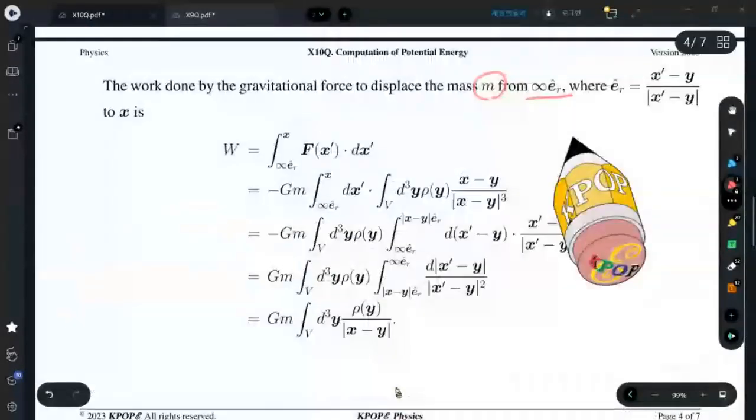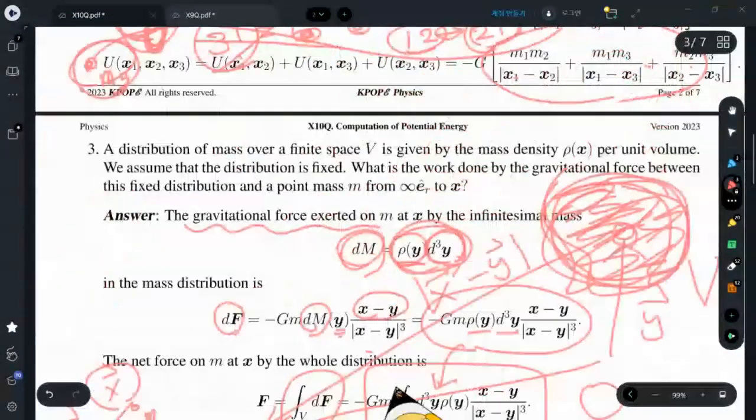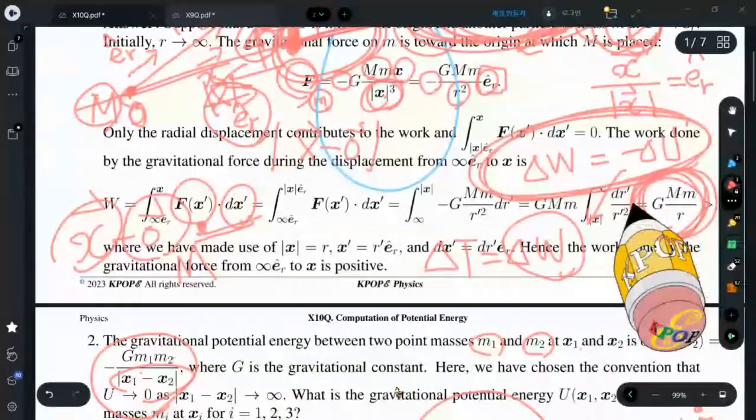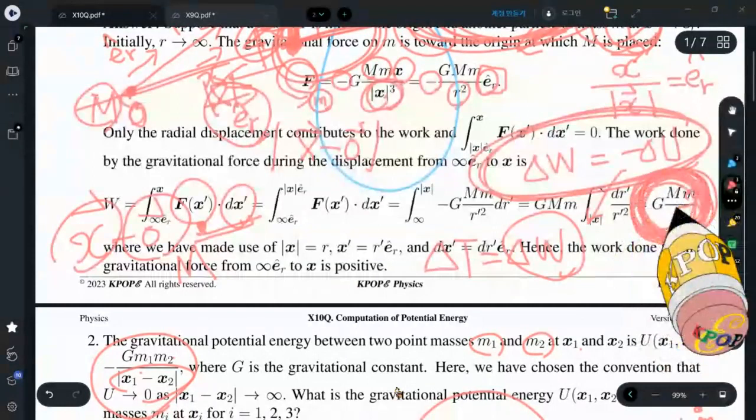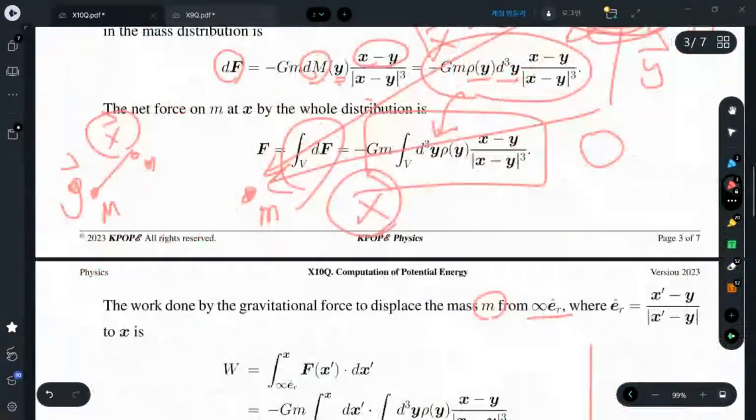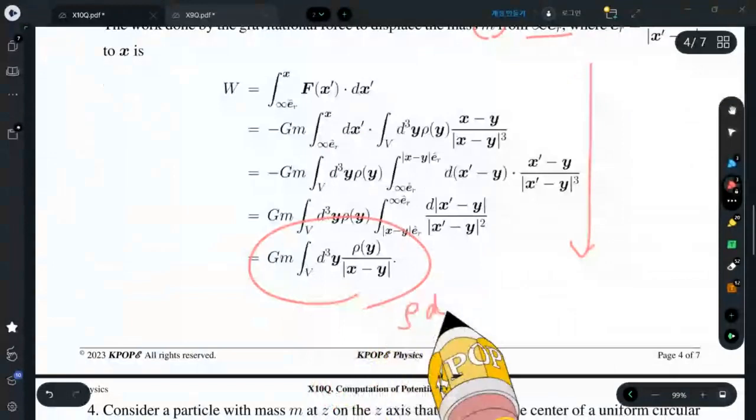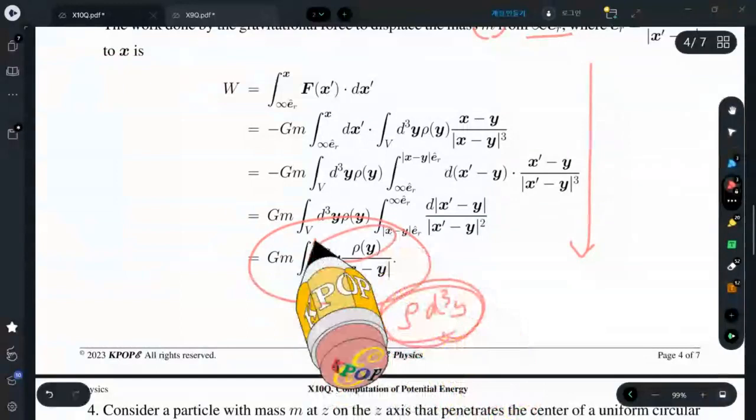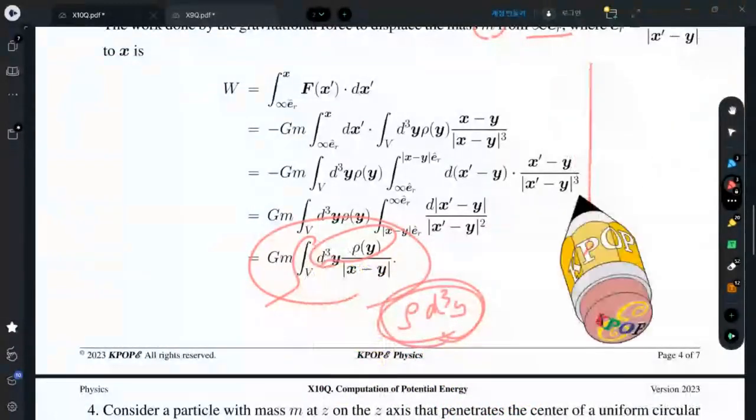You can follow this calculation, but I can always copy the previous result. This is for the point mass m and point mass capital M. Point mass rho d cube y. This is the point mass. So what I have done is just to attach it to the integral sign. So all the detailed calculations agree with the previous one.